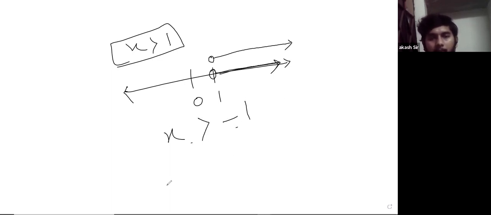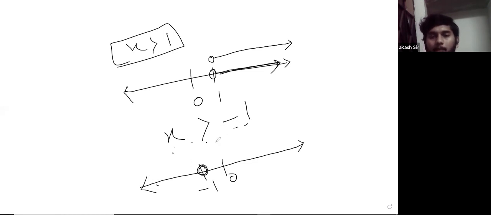If I write like this, then what will happen? This is the number line. This is 0. -1 is here. x is greater than -1, so -1 will not be included. So there will be an open circle at -1. Greater will be on the right side. Put an open circle here. x is greater than -1. x can be 2, 3, 4, 5, any number that is greater than -1. Okay, is it clear?